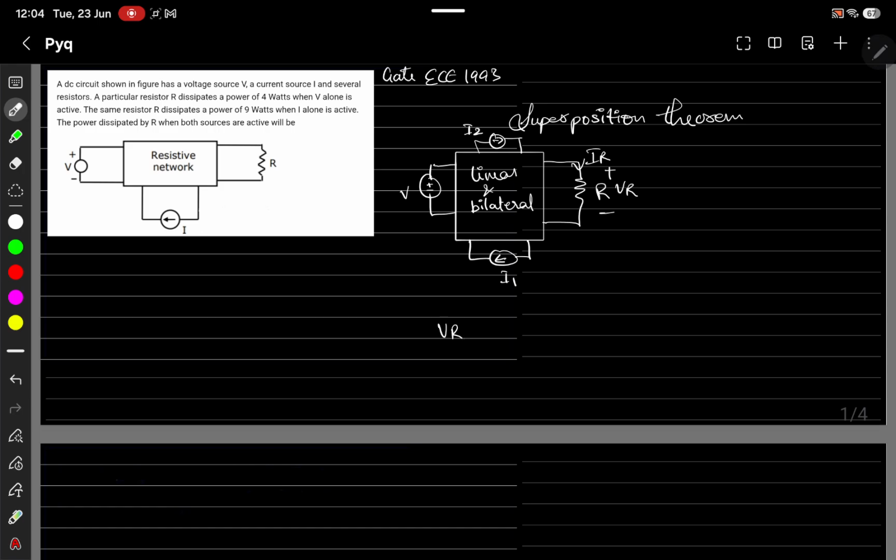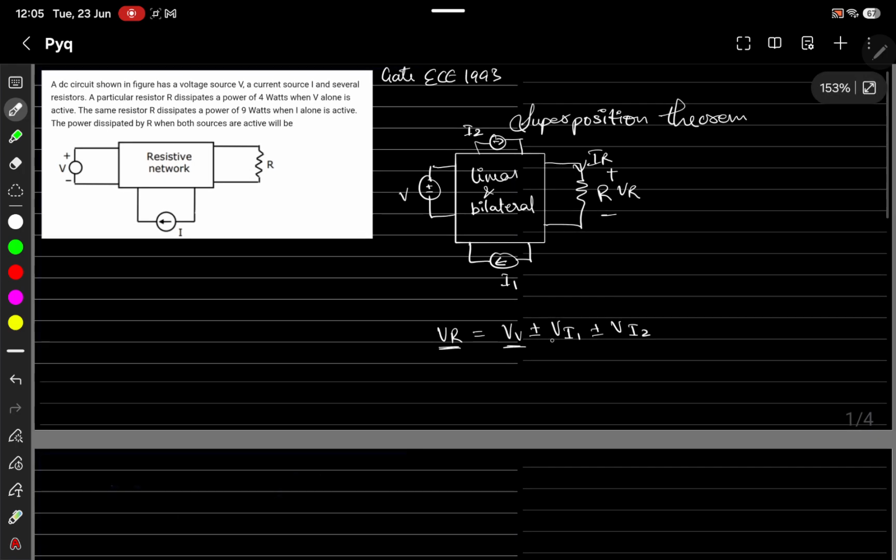So what I want is the voltage across R, which is equal to V_V plus or minus V_I1 plus or minus V_I2. Do you understand anything here? The voltage across an element is equal to the algebraic sum of voltages due to sources when they are acting alone. The voltage across R is equal to the voltage due to V1 when it is acting alone, plus or minus the voltage due to current source I1 when it is acting alone, plus or minus the voltage due to current source I2 when it is acting alone.